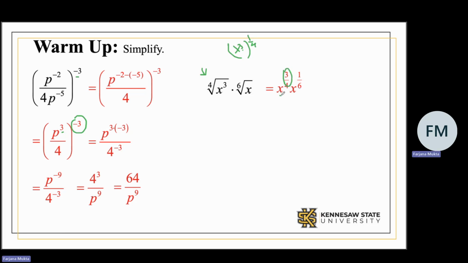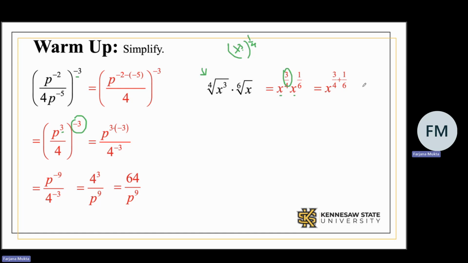Now notice that there is multiplication with the same base x. To combine them, we'll add the exponents. So we are adding the exponents 3 over 4 plus 1 over 6. Now there's a rational addition, so we'll need to find the LCD for the denominators 4 and 6, which will be 12.